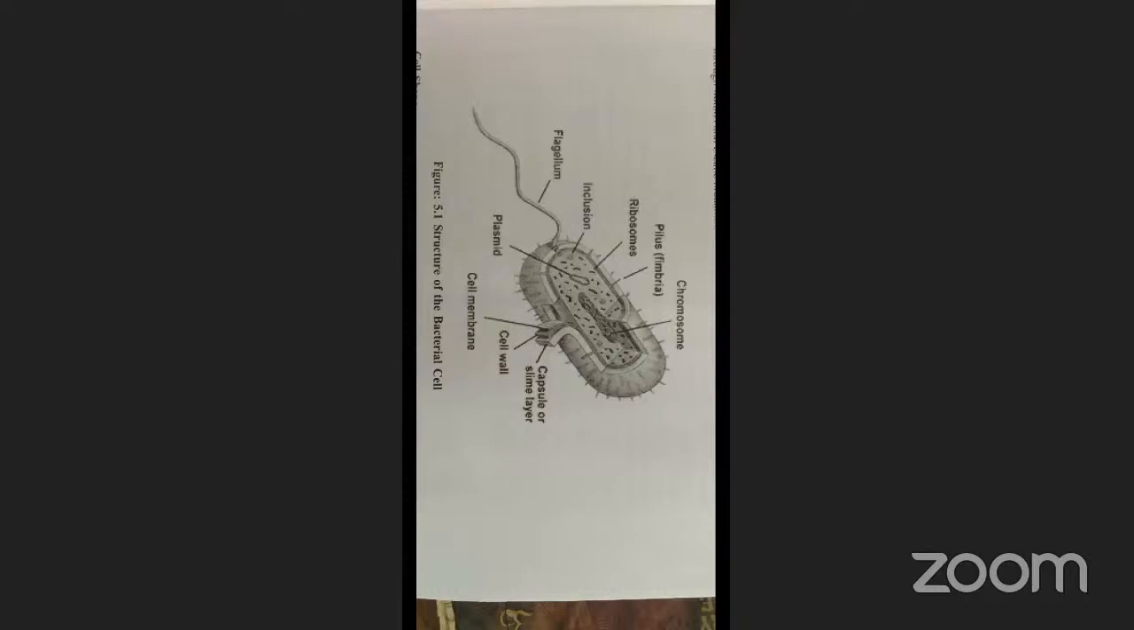Some are spiral shaped, which we call spirilla, or tightly coiled, which we call spirochete. So based on their structure, different shapes are there. A small number of these species even have tetrahedral or coccoidal shapes. So this is the bacterial structure.